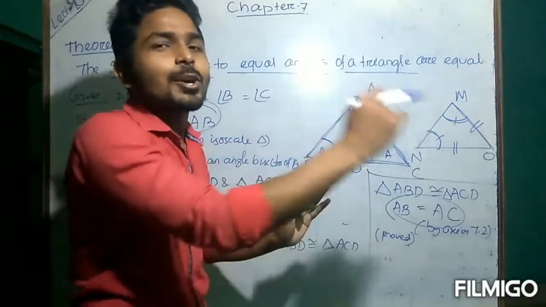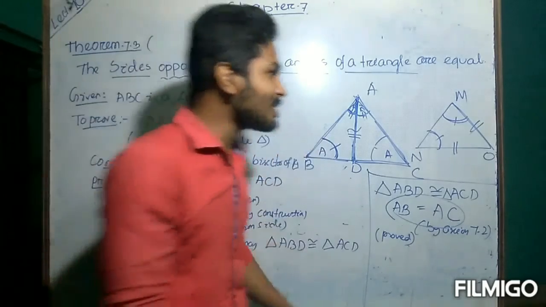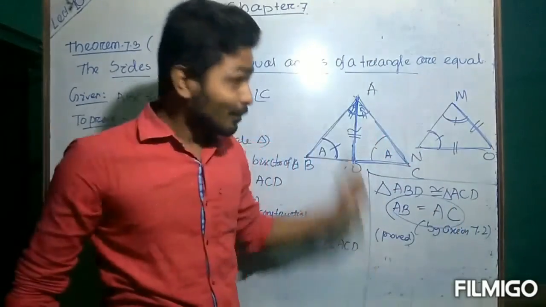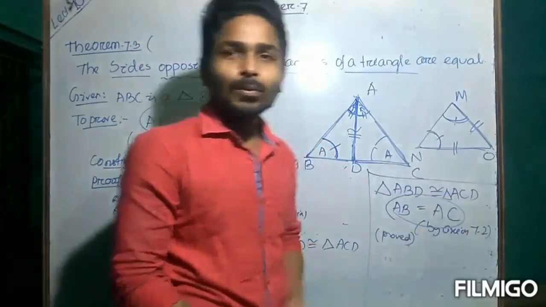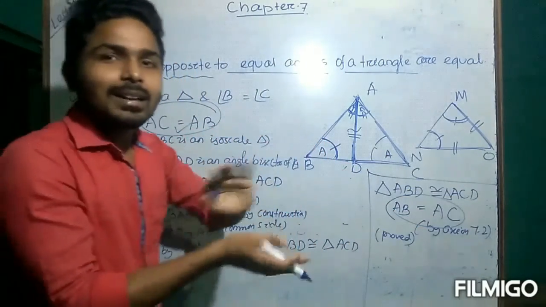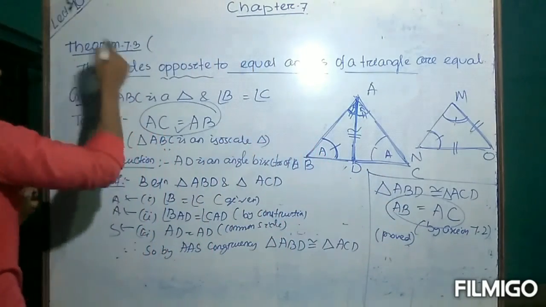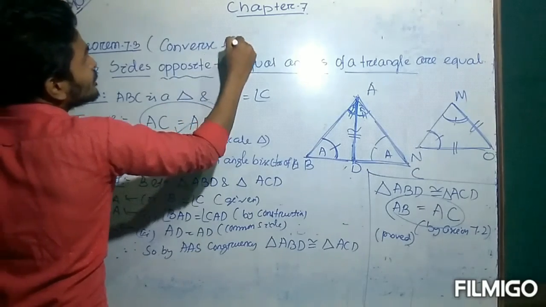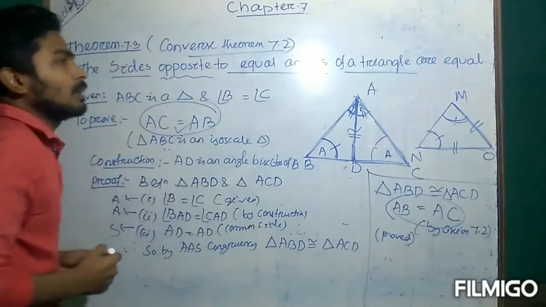You can see that the statement of this theorem is just opposite to the statement of theorem 7.2. In 7.2 we have discussed that if any two sides are equal, then their opposite angles are equal. But here we have discussed if any two angles are equal, then the opposite sides are equal. So both the theorems are converse of each other. That is why theorem 7.3 is also known as the converse of theorem 7.2. Clear?